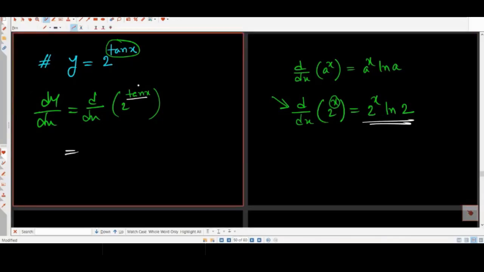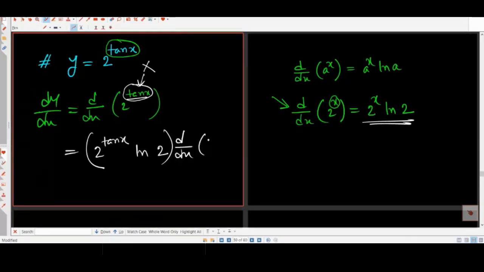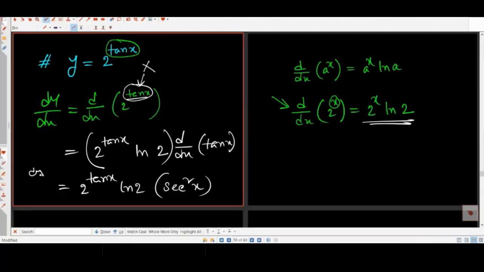So let's apply 2^x, and the derivative will be 2^x ln 2. So it is done. But don't forget that we have considered this one as x. So it should be again in differential form. So this is the thing we know as the chain rule. So finally we are getting 2^(tan x) ln 2, and here the derivative of tan x, you know the formula, it is sec squared x. So finally done.